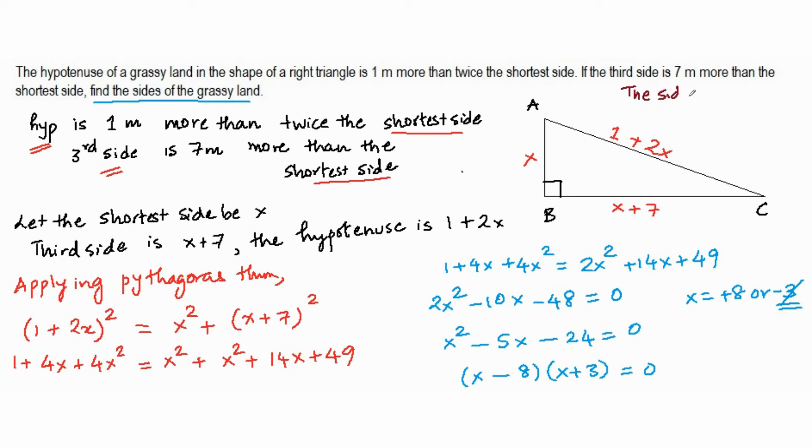The sides of the grassy land are therefore x is 8 meters. Then x plus 7, so 8 plus 7 is 15 meters. And 1 plus 2x, so 1 plus 2 times 8 is 17 meters. So these are the three sides of the grassy land. So this is how we go about this particular question. Let me again pause for a minute and then we move on.